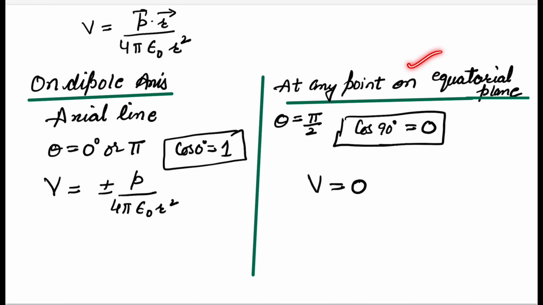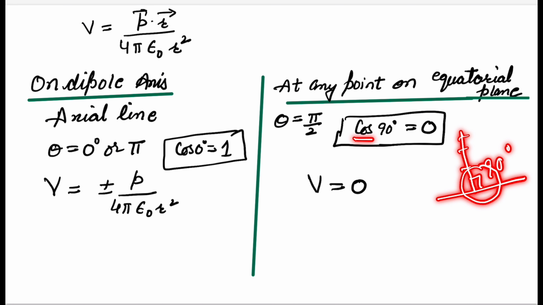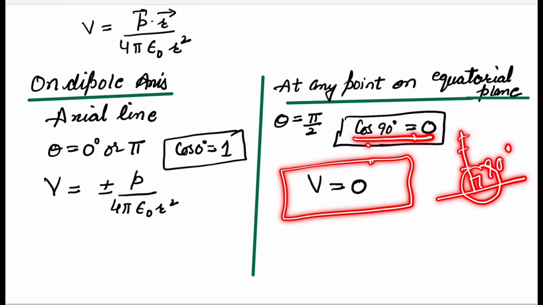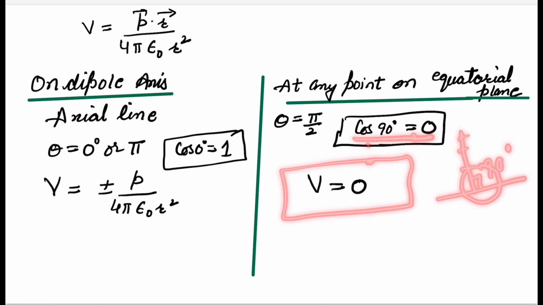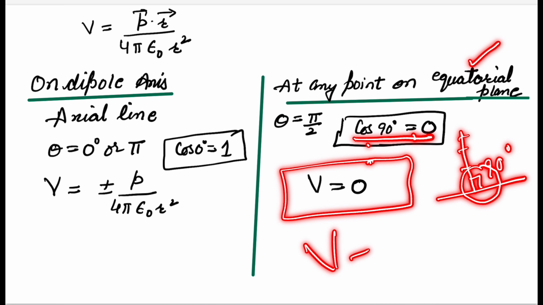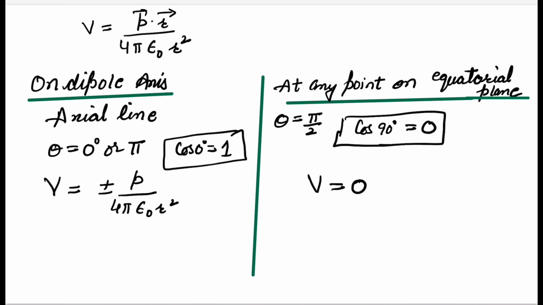The next is if the point lies on the equatorial plane. Equatorial plane means the point lies on this line. In that situation the theta is going to be 90 degree and cos 90 degree is 0. So the electric potential due to a point lying on the equatorial plane comes out to be 0. So we have verified the things.